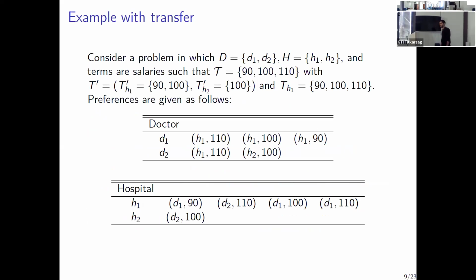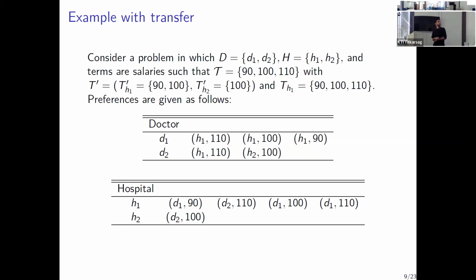Okay, so I can now introduce an example. I decided to choose an example in which I consider transfers, so salaries in this case, but it is possible to construct another example by using other terms instead of salaries. In this example, I have 2 doctors, 2 hospitals, and 3 possible terms that are salaries for doctors: a salary of 90, 100, and 110. Because it's salary, I assume that a doctor will prefer a higher salary for a given hospital, while it is the opposite for hospitals. For a given doctor, they will prefer the lowest possible salary.